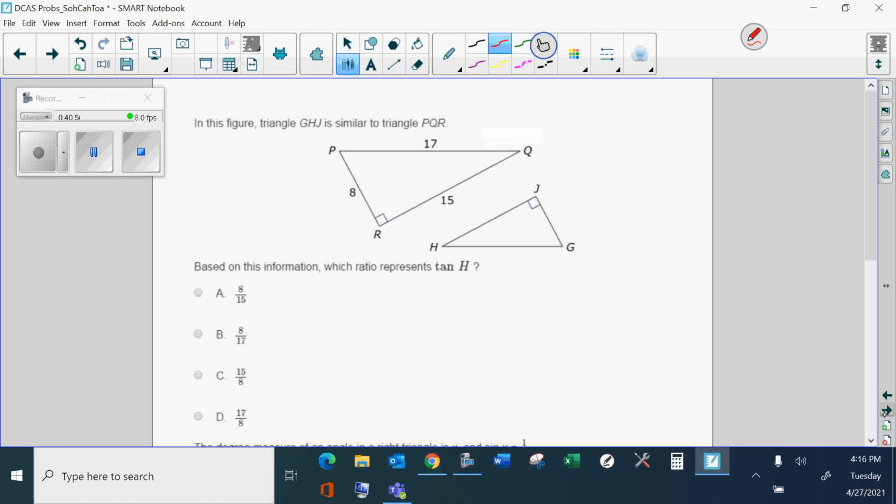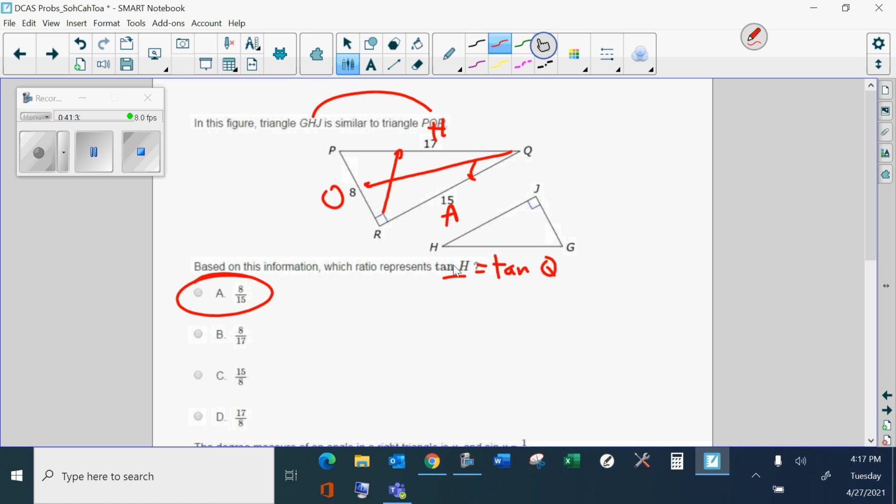Okay. Now we're back to similar triangles again. Which represents the tangent of h. So again, h is the same as q. So the tangent of h equals the tangent of q. So I go over here at q, the tangent of q is the opposite over the adjacent, or if you get confused, hypotenuse is always across from the right angle, so you should identify that first. So the tangent is 8 over 15. Should be 3 points, as long as you don't mess up identifying H, O, and A, and making sure you use corresponding angles right there.